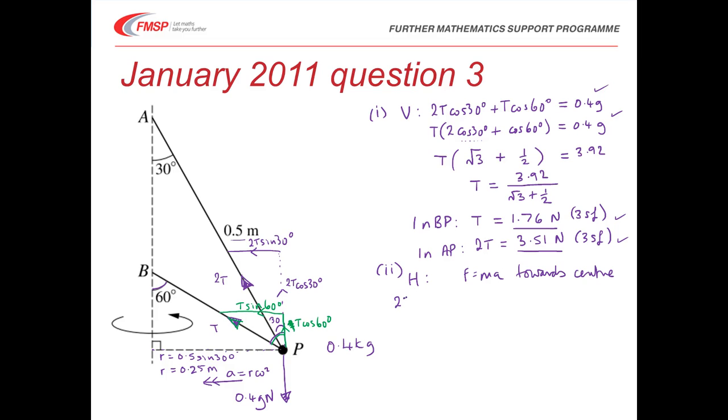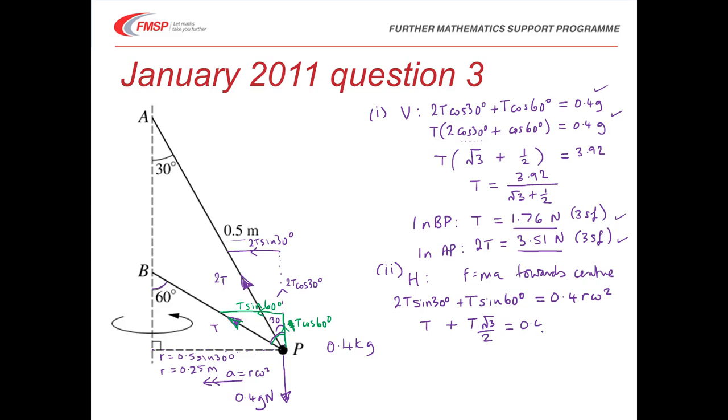So we have 2T sine 30 plus T sine 60. That must be equal to the mass times the acceleration. The mass is 0.4 and the acceleration is r omega squared. Well, some of these bits and pieces I can deal with a bit more easily. Sine 30 is a half, so 2 times T times sine 30 is 2 times T times a half, which is simply T. Then sine 60 is root 3 over 2, so that's T times root 3 over 2.